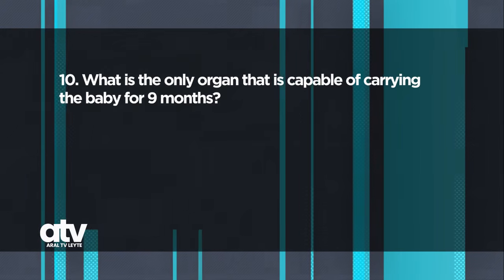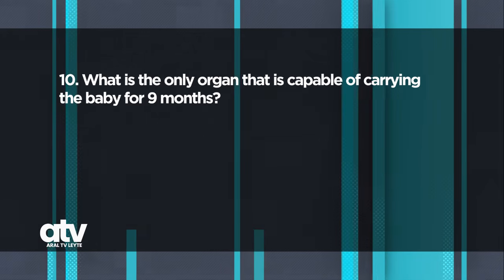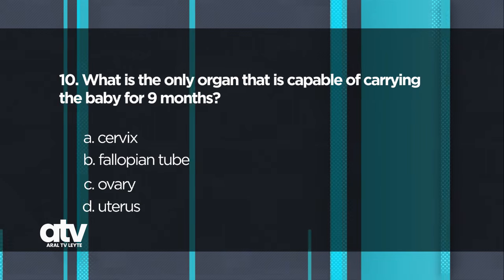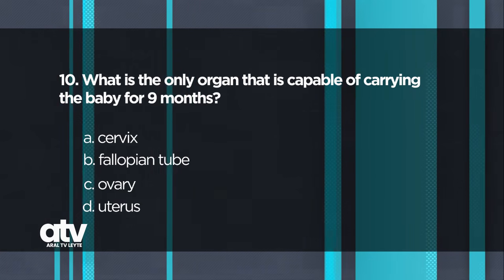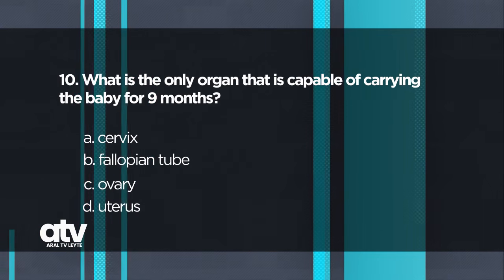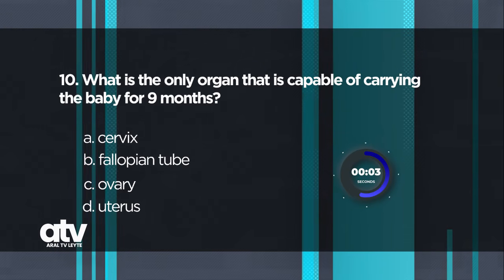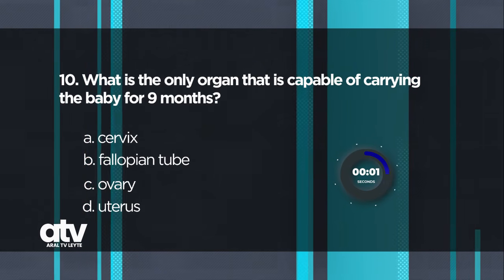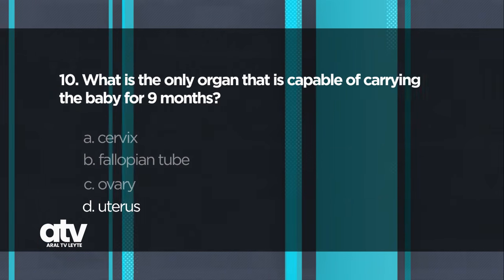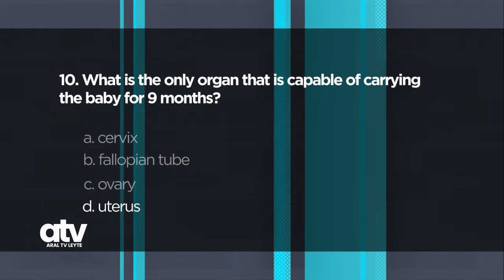Number 10. What is the only organ that is capable of carrying the baby for 9 months? A. Cervix, B. Fallopian tube, C. Ovary, D. Uterus. The correct answer is letter D, uterus.